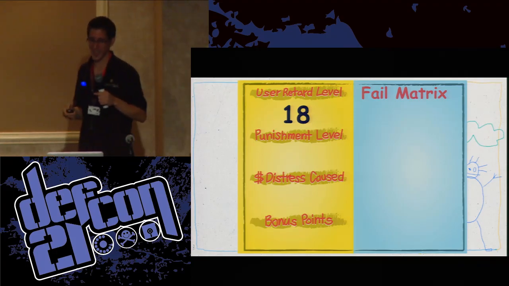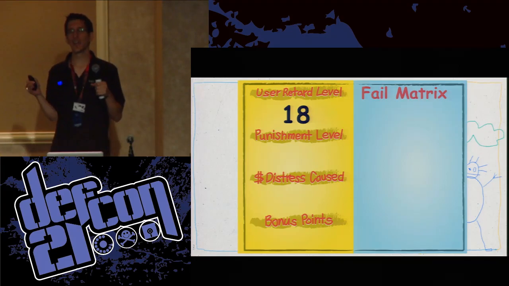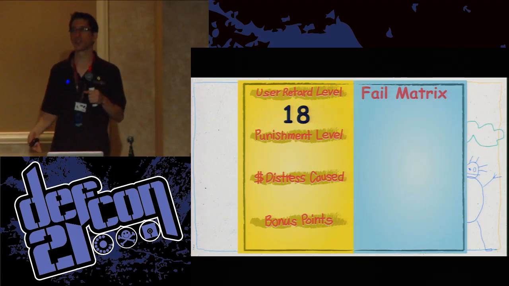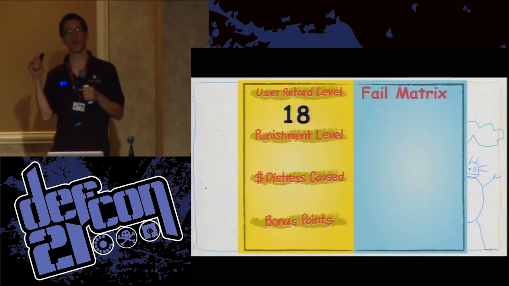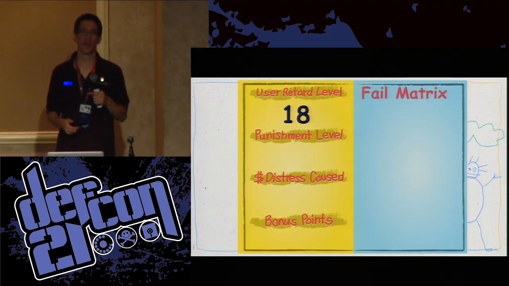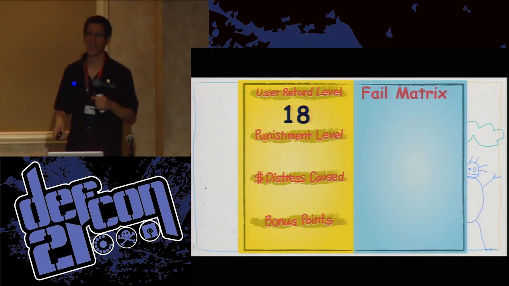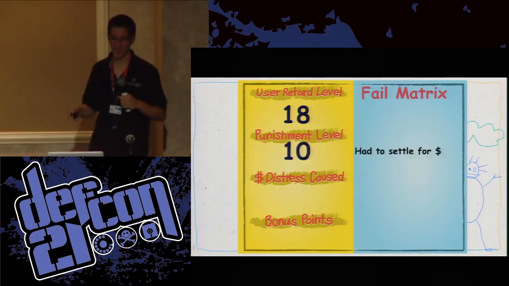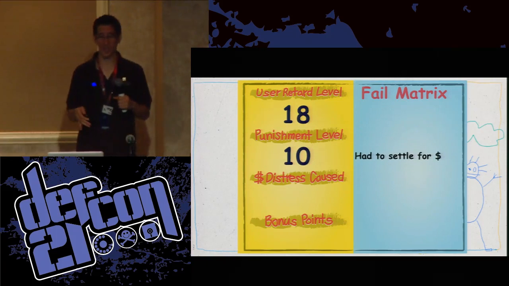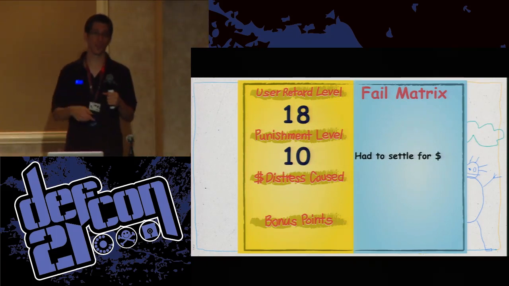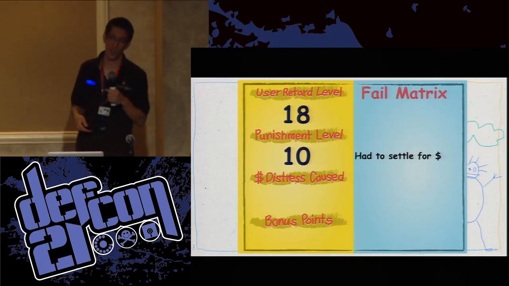He got an 18 for user retard level because if you're going to be doing this, don't leave tracks all over your computer. I mean, sure, if you say they're going to be launching this new thing in August next year, that's one thing to say to a person, but if you put together a whole presentation about the thing, that's fail. Punishment level is a 10 because he had to settle. He was obviously in breach of his NDA from the old company.